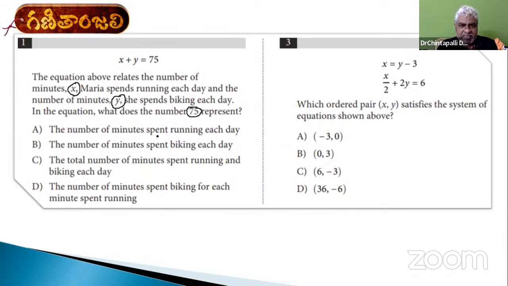The number of minutes spent running each day is not correct. If it were the number of minutes spent running each day, the equation would have been x is equal to 75. If the equation is x equals 75, then option A is correct. If y is equal to 75, then B is correct. But the total number of minutes spent running and biking each day is 75. That's correct.